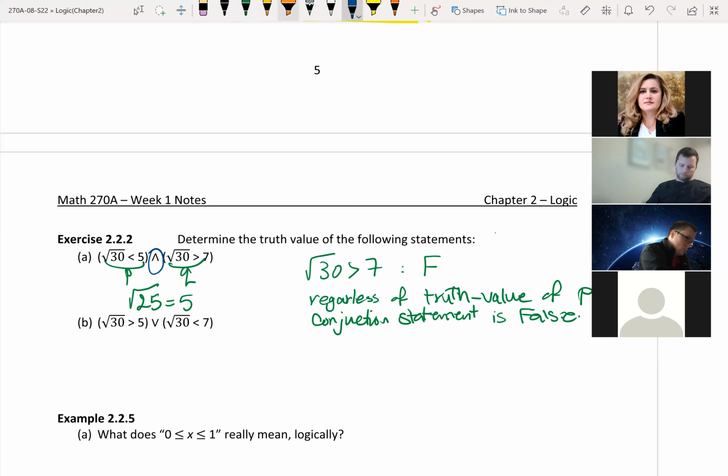And similarly, you can use the same strategy for the disjunction: as soon as one of them is true, the whole statement is true. So do I have any of these two to be true?